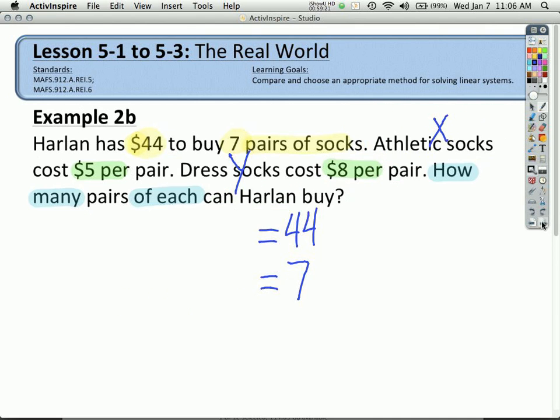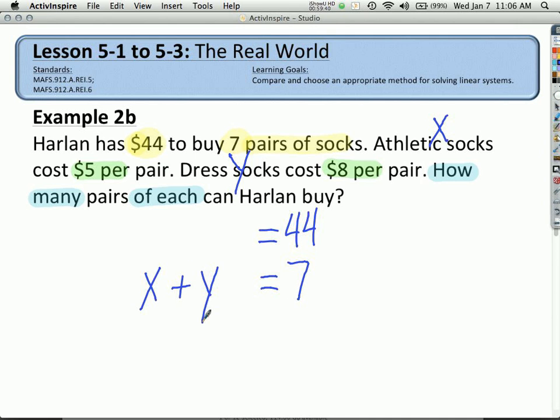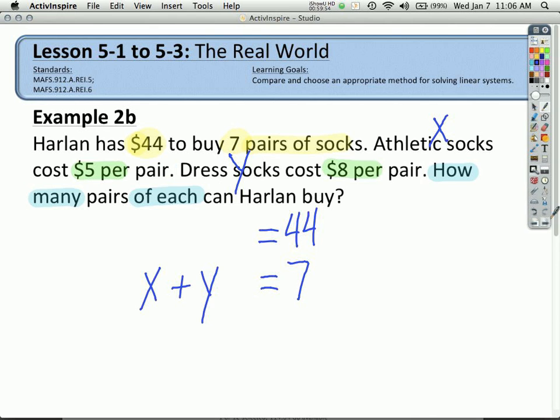Now look at part B. Can we fill in one of the equations? Should be starting to click for you a little bit more. Go ahead, Cheyenne, you're on a roll. X plus Y equals 7. Because Harlan is going to buy 7 objects. Some of them are going to be the athletic socks. Some of them are going to be the dress socks. Together, they must be 7. So now we just need the other equation.